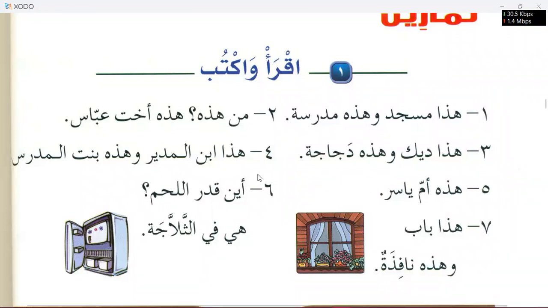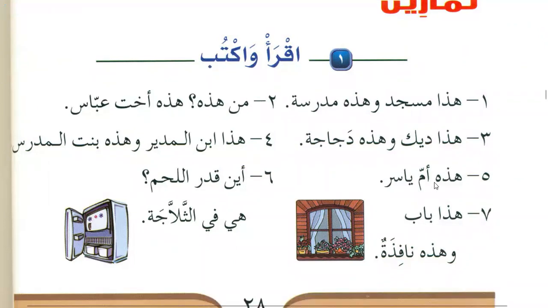Miss Noor. Hazihi ummu Yasir. This is the mother of Yasir. Aina kidrul lahmi. Sir, what is the meaning of kidr? Where is the pot of meat? Okay. Where is the pot of meat?